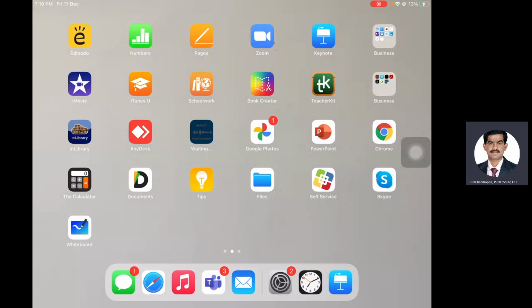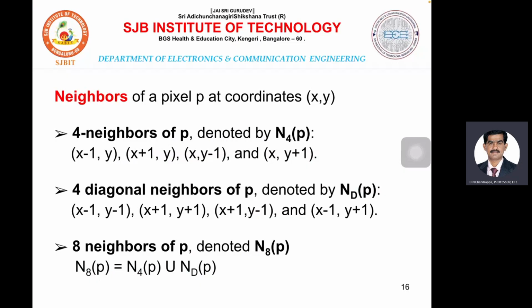So here mainly we have 6 subtopics: neighborhood concept, adjacency, connectivity between the pixels, paths, regions, and finally boundary and distance. So what do you mean by neighbors?